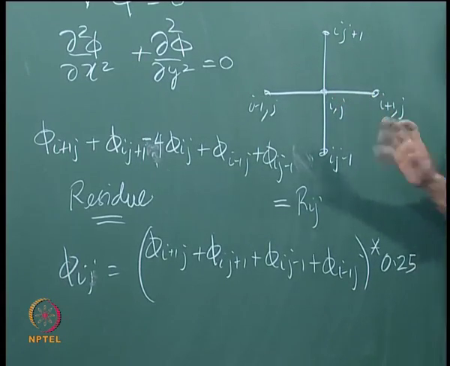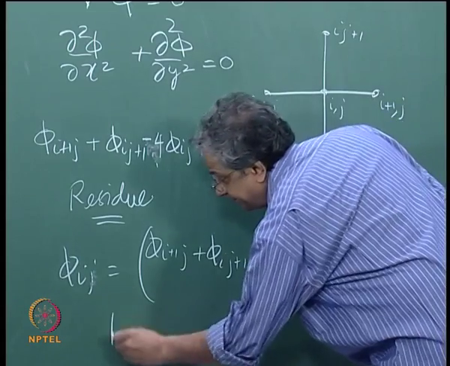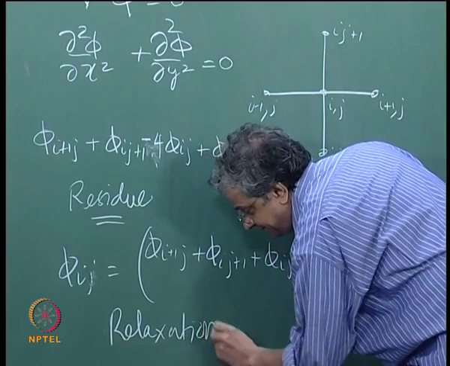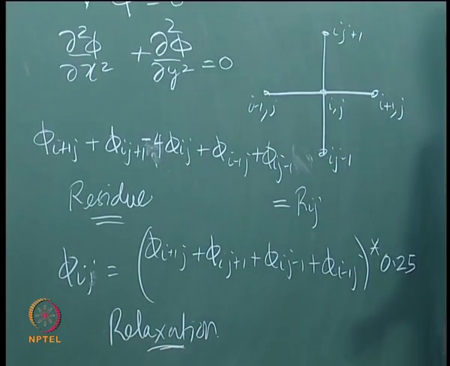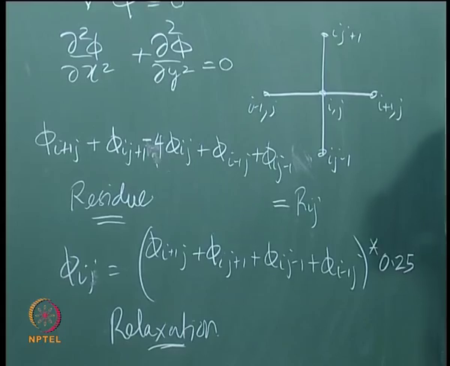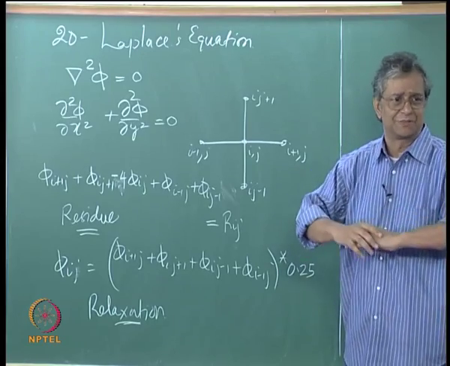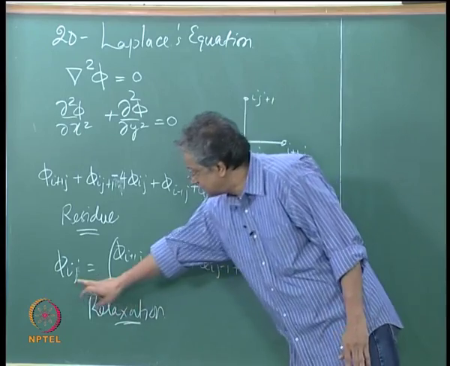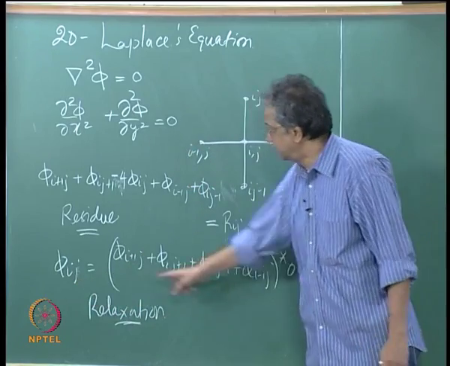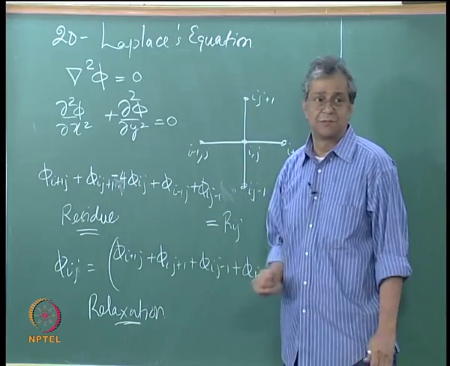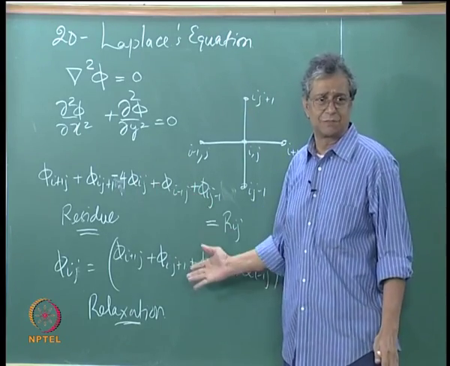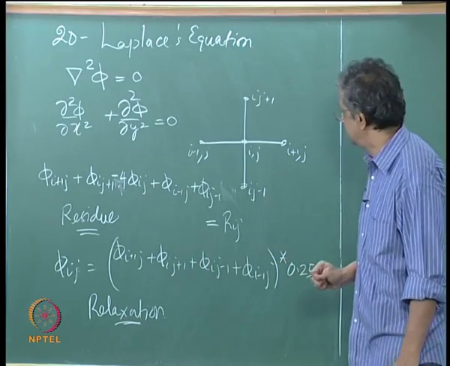Okay, this is called relaxing. The process is called relaxation. I have relaxed the value of ij. It's as though it's in tension, and I have relieved that tension. You understand? I have relaxed the value of phi ij by taking the average and substituting the average value there. The equation is satisfied. Oh, it's obvious because I got it from the same equation. It should be satisfied. Okay.